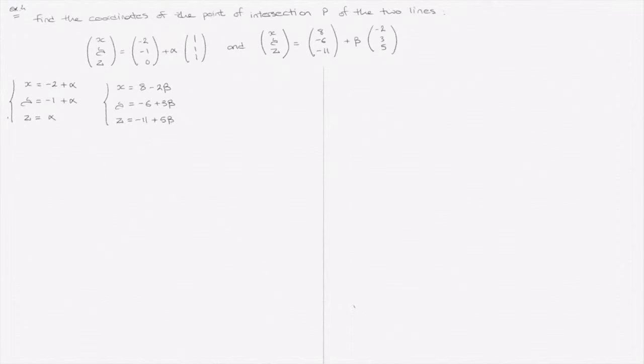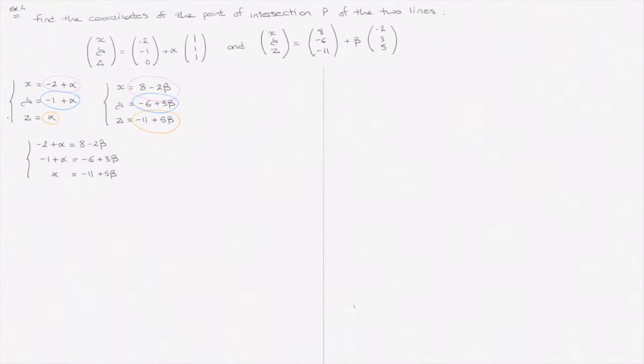Now that we've done that, our next step will be to equate each of the expressions for x, y, and z in both of these line equations. That means that we'll equate -2 plus alpha with 8 minus 2 beta, as well as -1 plus alpha with -6 plus 3 beta, and finally we'll equate alpha with -11 plus 5 beta. Doing so results in -2 plus alpha equals 8 minus 2 beta, -1 plus alpha equals -6 plus 3 beta, and alpha equals -11 plus 5 beta.